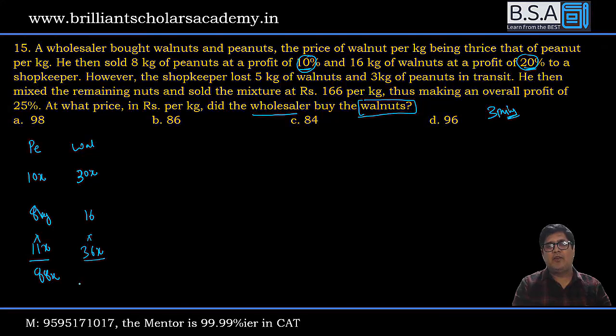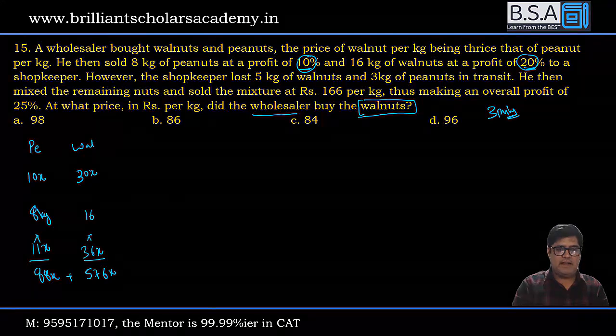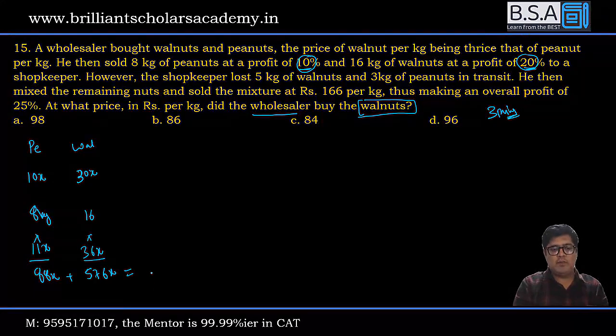Multiply both, calculate and add it in the same instant. So use a calculator. 16 into 36, 576x. I will add both. So 576 plus 88x, so total cost spent is 664x.